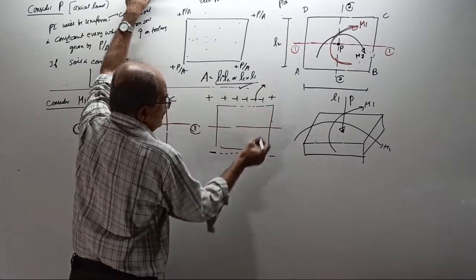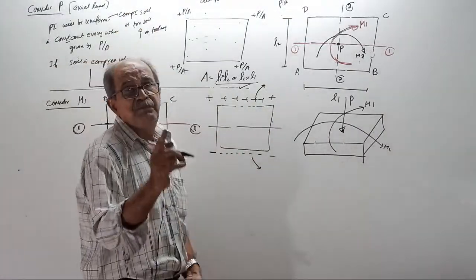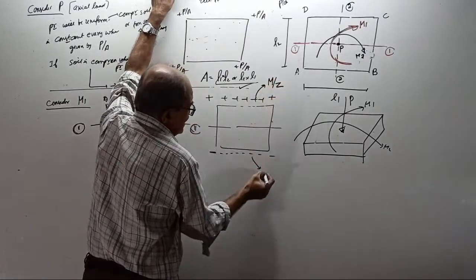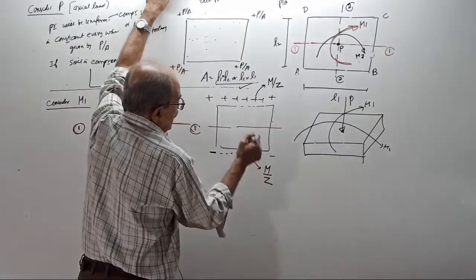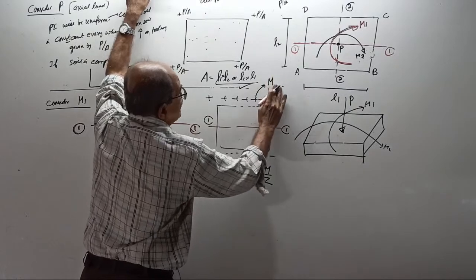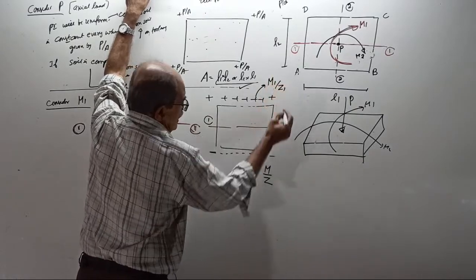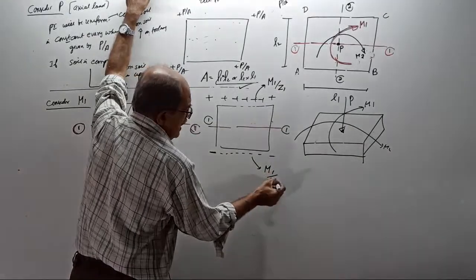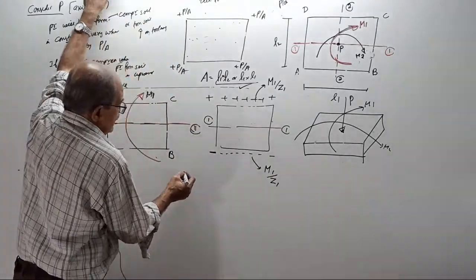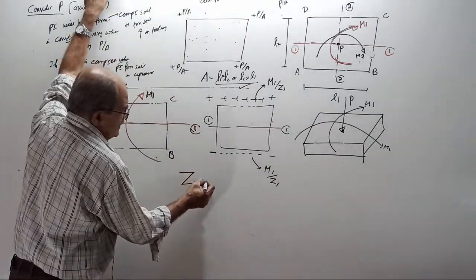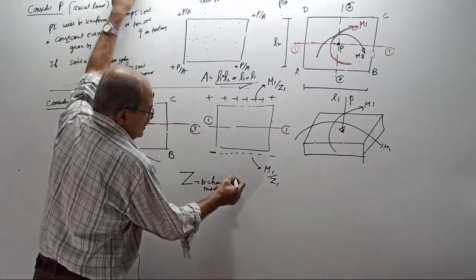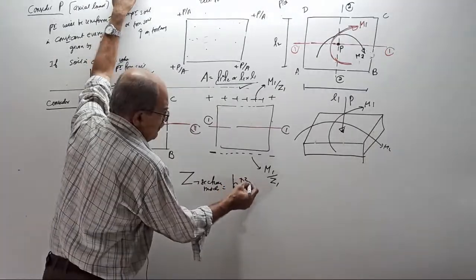This pressure I want, this pressure I want. This is the bending theory pressure. This is M by Z, this also M by Z, but M by Z about the axis 1-1. So I will call this M1 by Z1, this also M1 by Z1. That side plus, this side minus. And remember, Z is the section modulus. Section modulus equals BD square by 6.